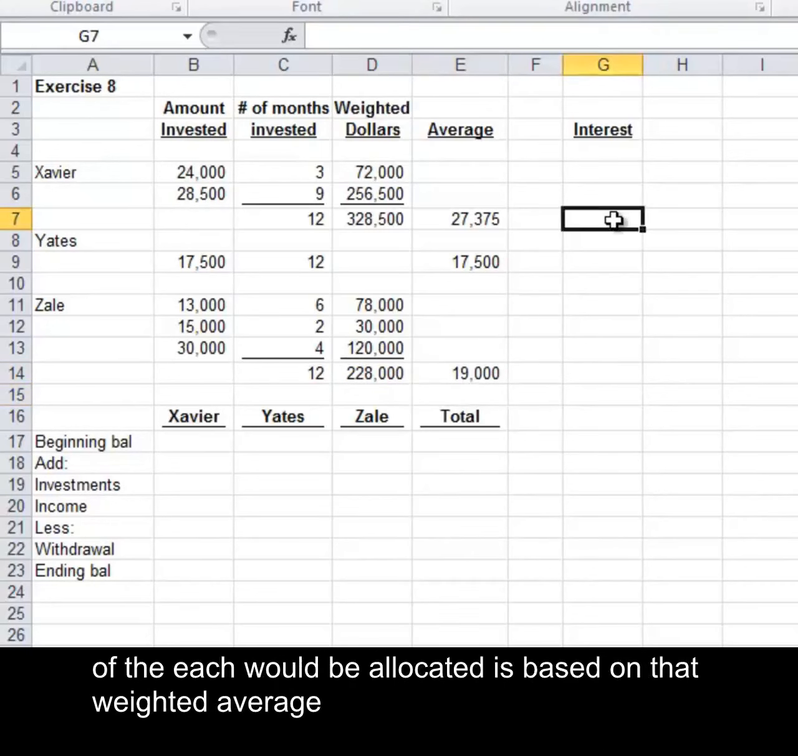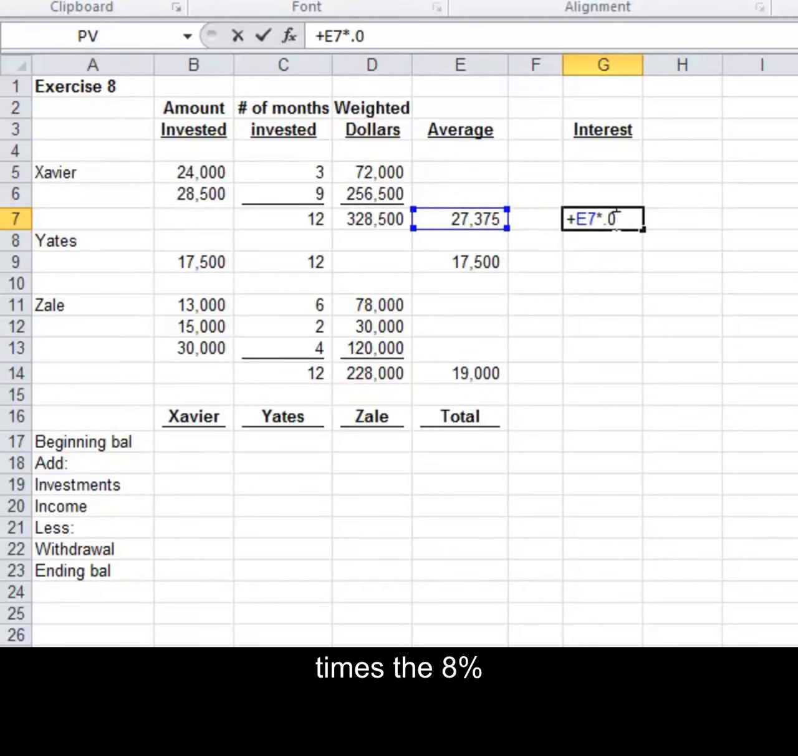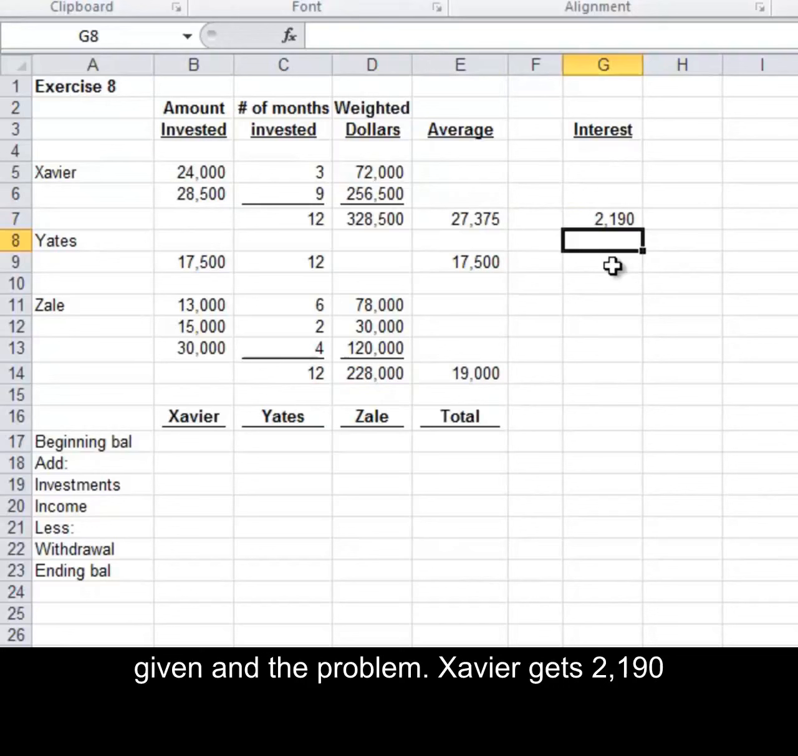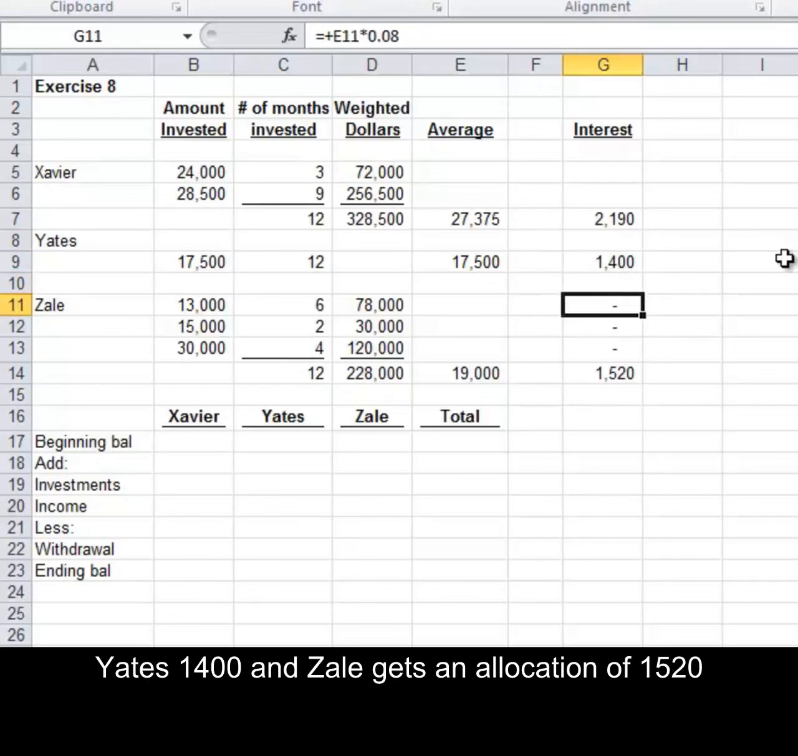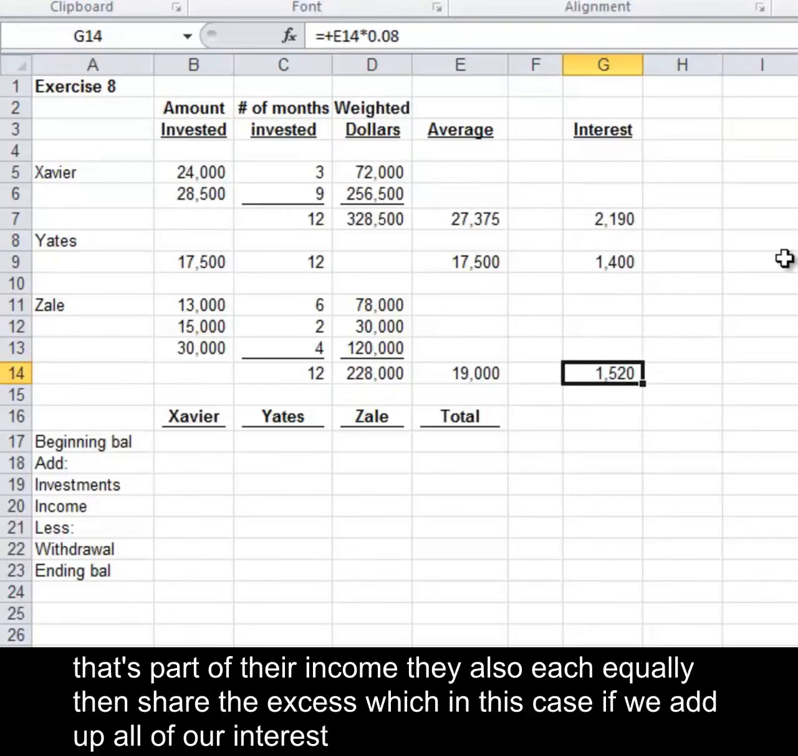So then the interest that they each would be allocated is based on that weighted average times the 8% given in the problem. Xavier gets 2,190 as an allocation for interest, Yates 1,400, and Zale gets an allocation of 1,520. That's part of their income.